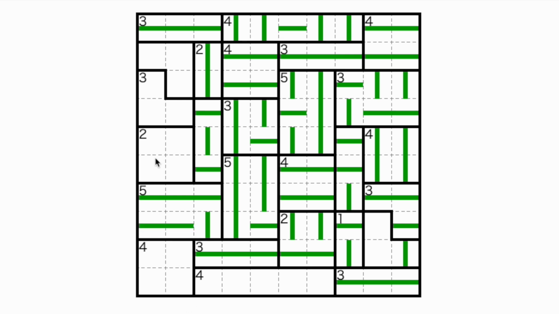That tells us that these are vertical, and in fact this 4 clue is all vertical, forcing this to be horizontal. And this 2 clue, we have 2 that are the same, so the other 2 have to be the other way.